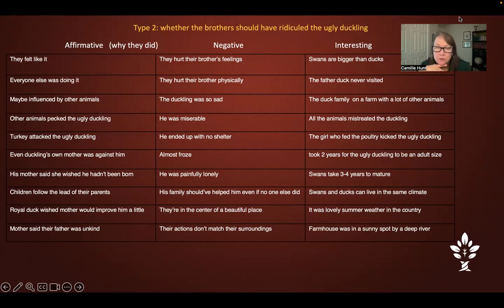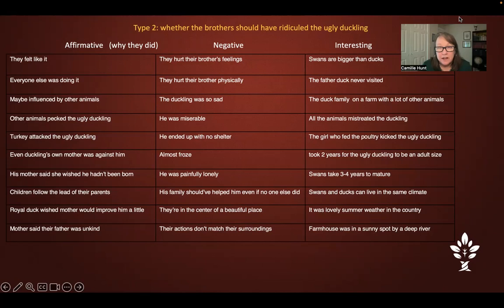And so I read a little about swans. Swans take 3 or 4 years to mature. Swans and ducks can live in the same climate. It was lovely summer weather in the country. That's when he was born. And their farmhouse where he was born was in a sunny spot by a deep river. So these are some other things we know about the story.